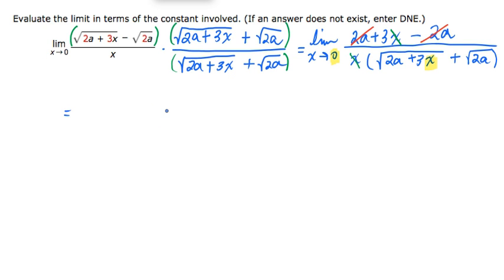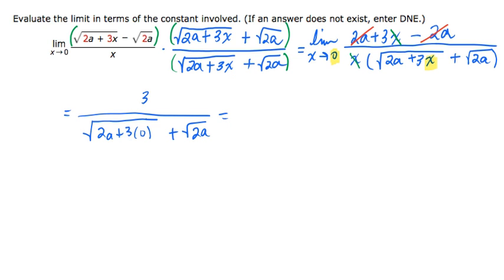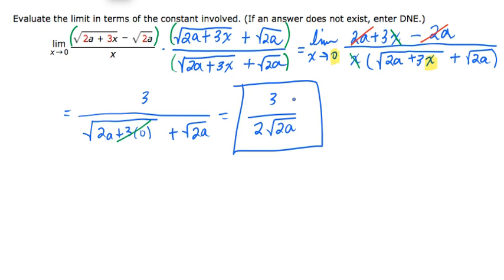So in my numerator, I'm left with 3. And in my denominator, I have the square root of 2a plus 3 times 0 plus the square root of 2a. Well, 3 times 0 is 0, so you have square root of 2a plus square root of 2a. So that's 2 times the square root of 2a. That's that limit in its exact form.